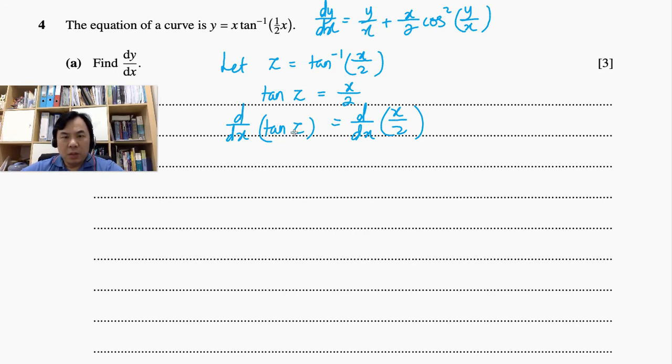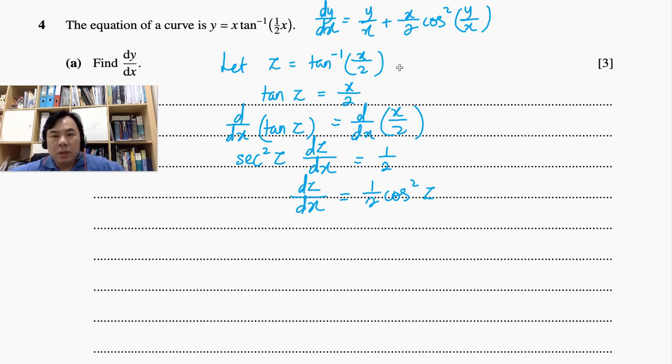Now this tangent would become secant squared z, and then dz/dx equal to a half. From here, your dz/dx is actually equal to half cosine square z. Now that is the differentiation of this. You will notice that z is actually equal to the inverse here, and tangent z is equal to x over 2. We have cosine square here.